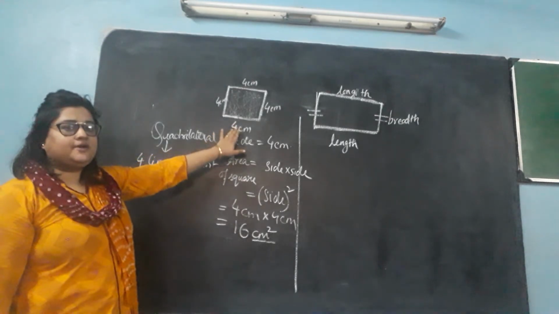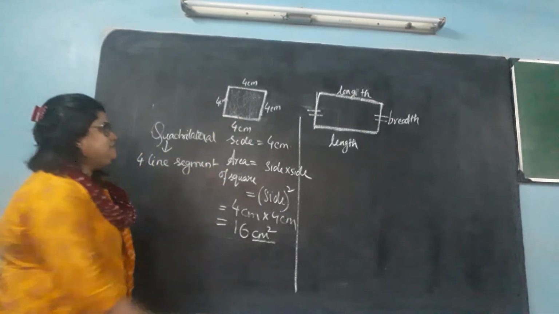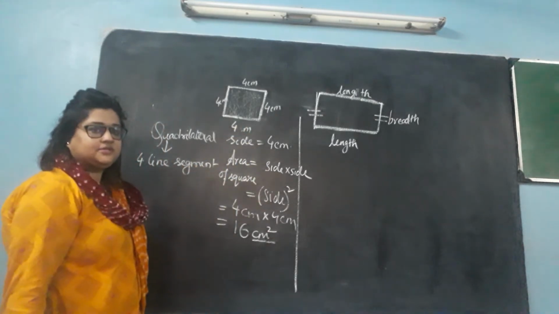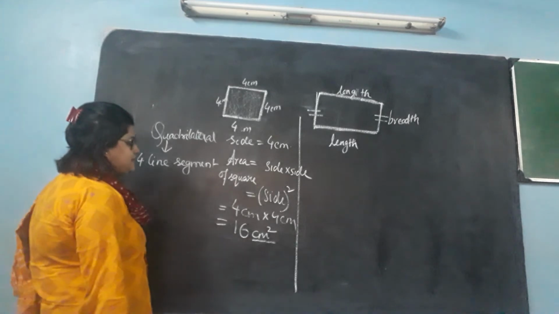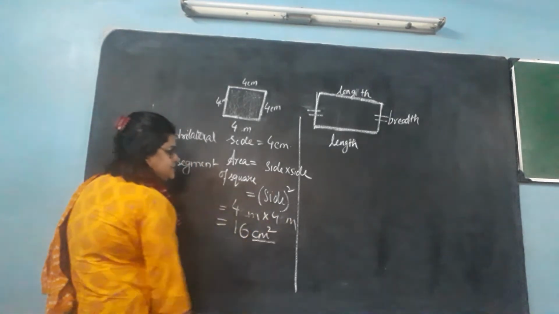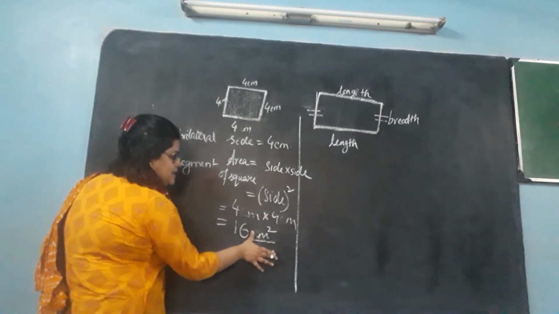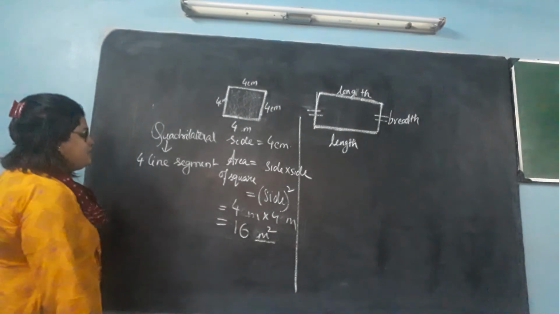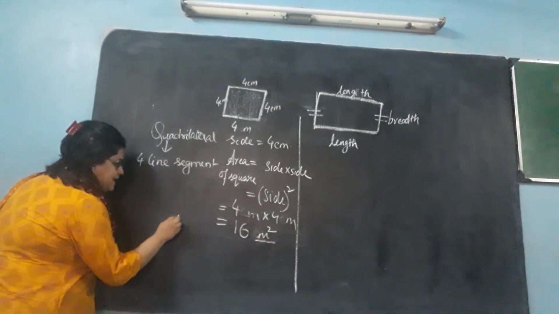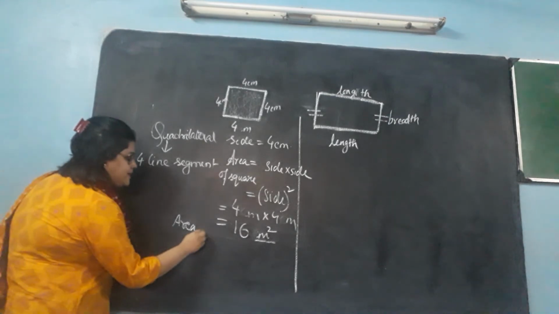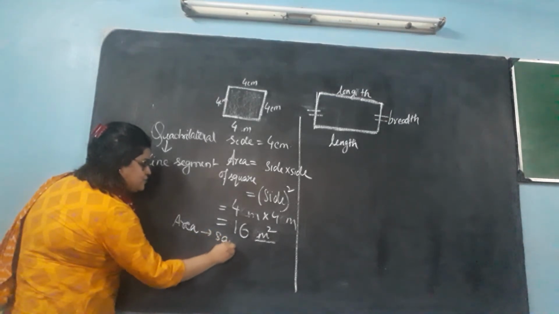If the measurement is given, for example, in meters. Suppose instead of centimeter, it is given in meters. So at that time, how do we find the area? It will be 4 meters into 4 meters. So it will be 16, and meter is multiplied twice, so it will be meter square. So you have to remember that area for any figure always has square units.